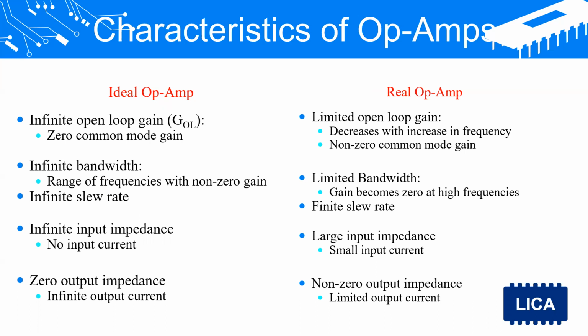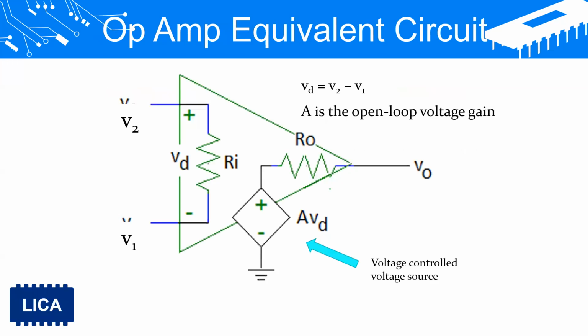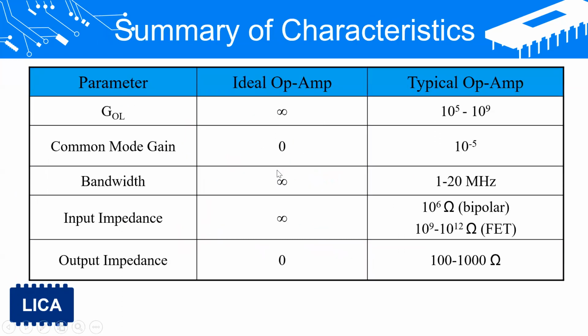Because these characteristics involve AC and DC. And also this is the op-amp equivalent circuit. Inside the op-amp, this is the internal circuit, with resistances connected internally in an op-amp. And a summary of characteristics: common mode gain, bandwidth, input impedance, output impedance, how an ideal op-amp can be realized, and how a typical op-amp performs.